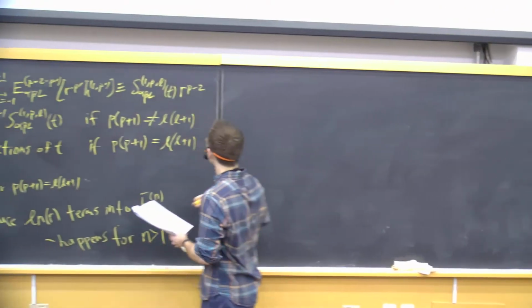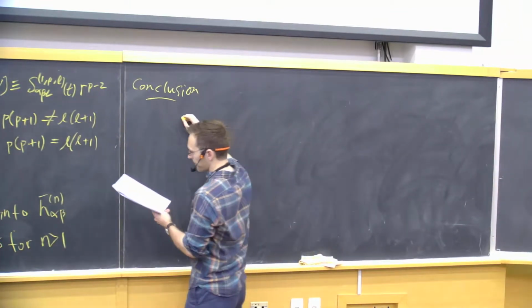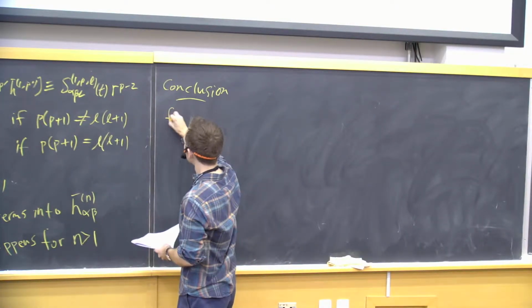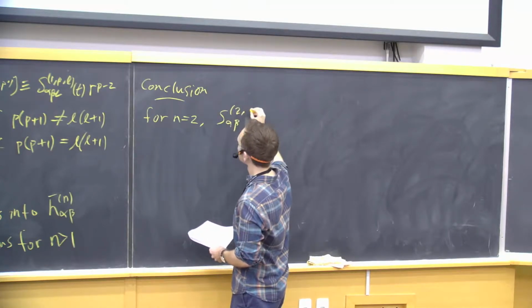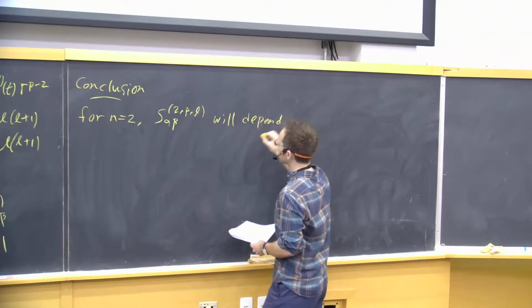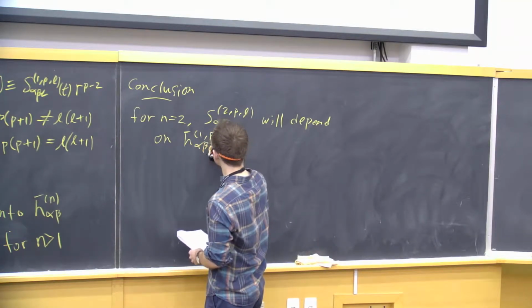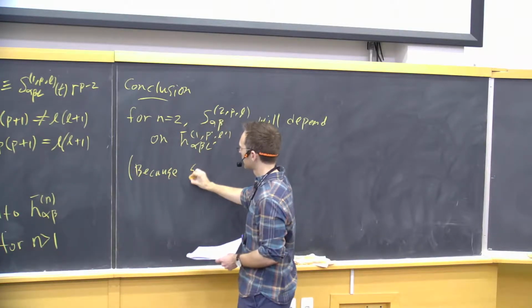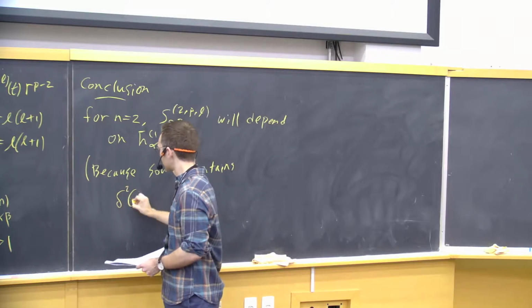But you see from this framework that you can do the same thing at second order. Your source gets more complicated because, say, for n equals 2, the source here, S2 p l, will depend on h bar 1, p prime, l prime, alpha beta, l prime. So that's because the source at second order contains those quadratic products of the first order field.